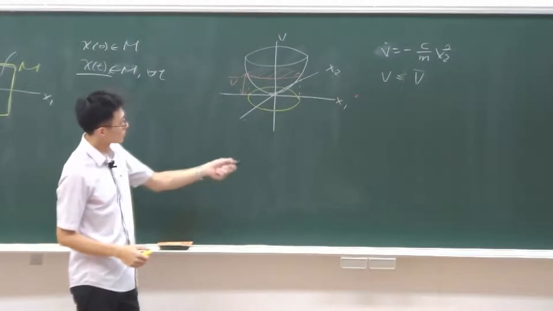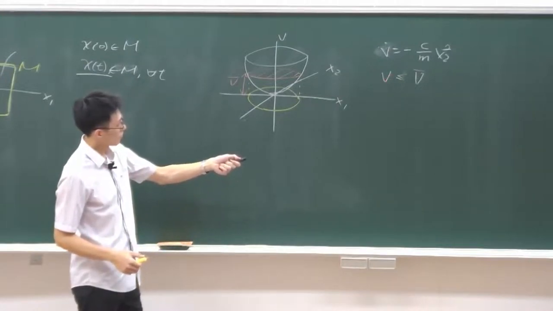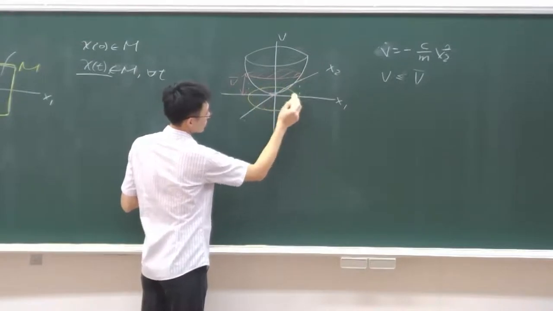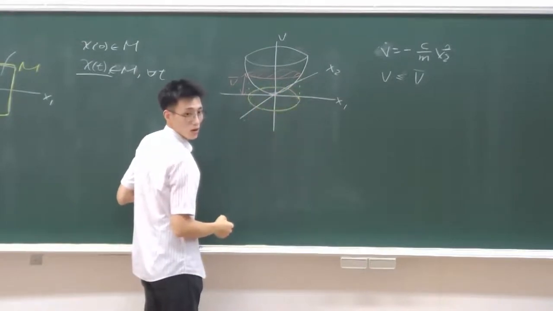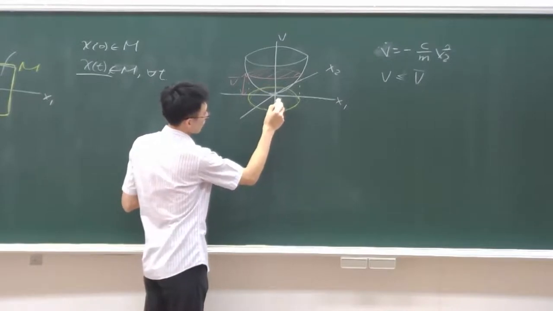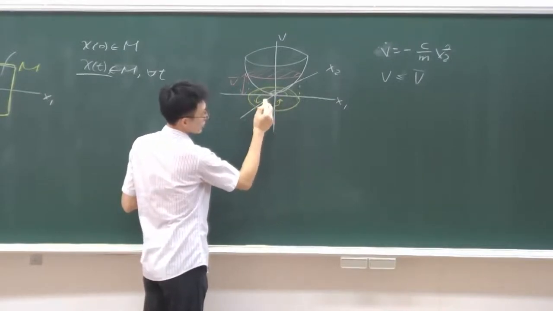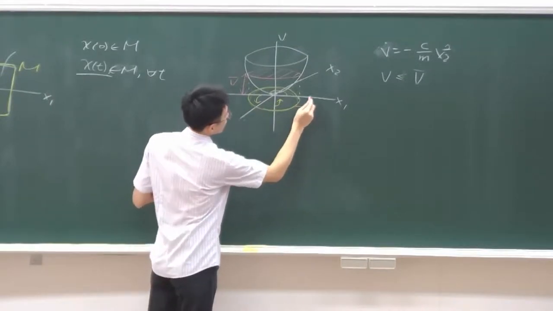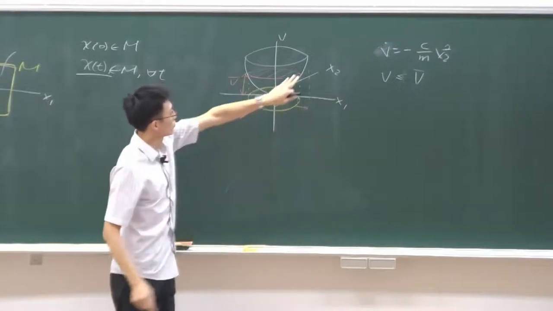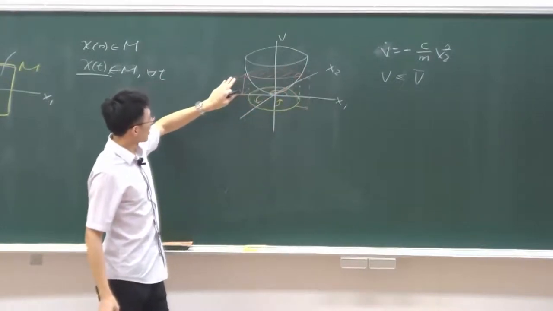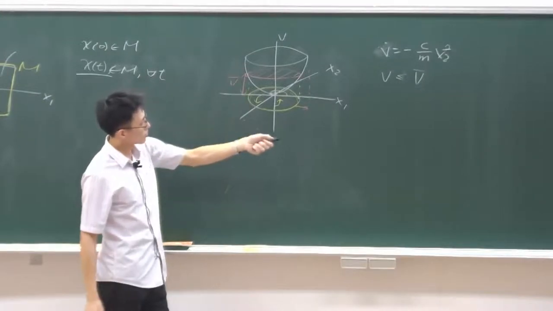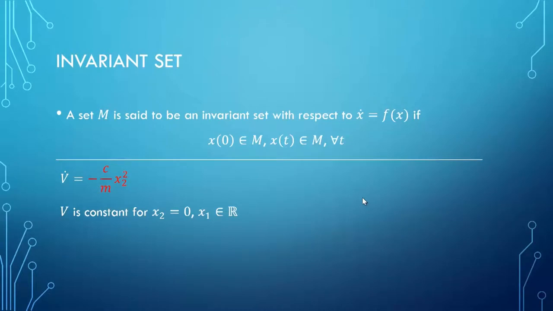And because V cannot be greater than V bar, that means the projection is here, and this is the area of the invariant set, right? Because any x which evolves in this area cannot go outside this area. Otherwise, if it goes outside this area, the projection to V will be greater than V bar, right? So when you see this, it means that you can find a corresponding invariant set.